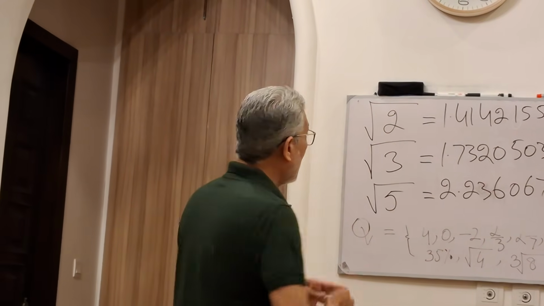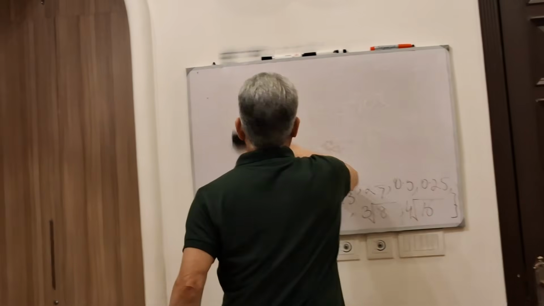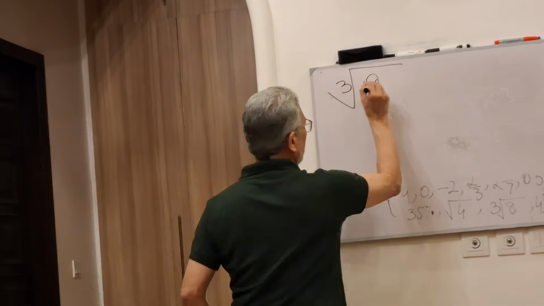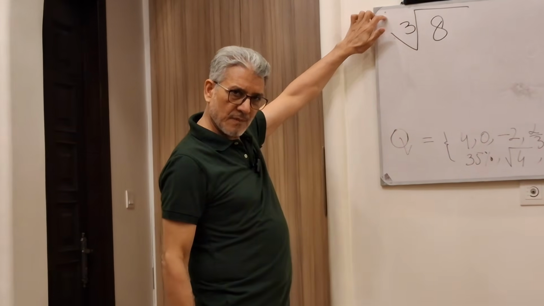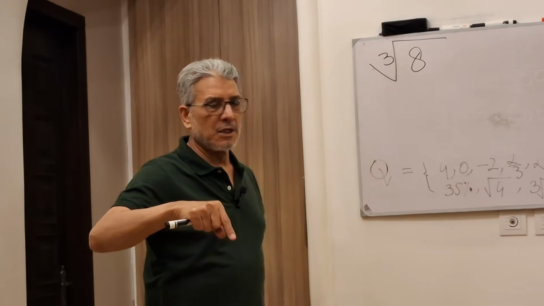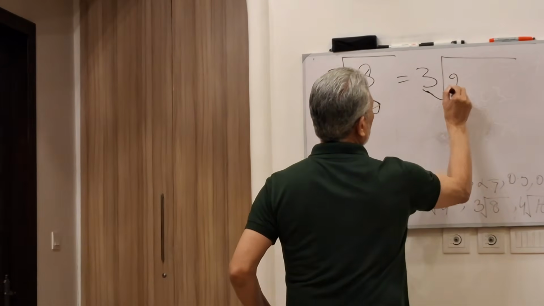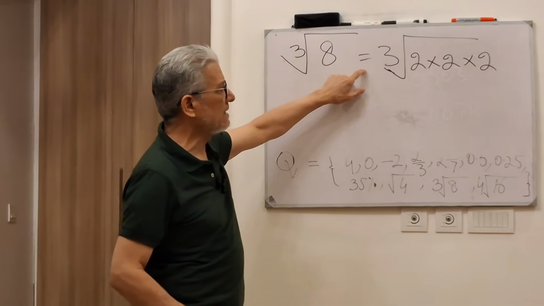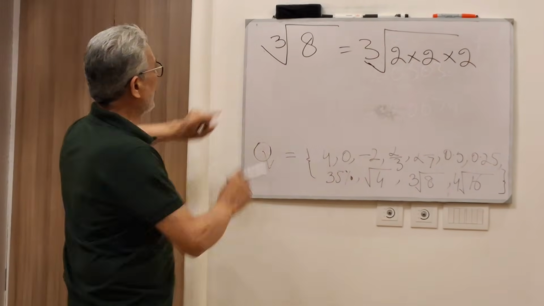Now, if we go ahead, what about cube root? What about this? Cube root of 8. Is it a rational number? This 3 means that there is a number which when you multiply 3 times, you will get 8. So, what is that number? 2 into 2 into 2. 2 into 2 is 4, 4 into 2 is 8. This 3 means that you have to multiply a number 3 times, 2 into 2 into 2, and you get 8.